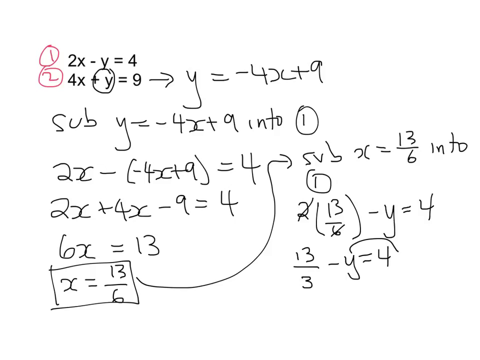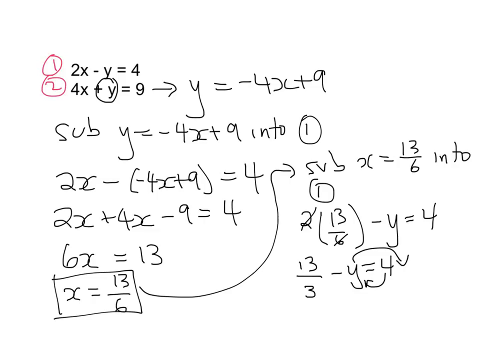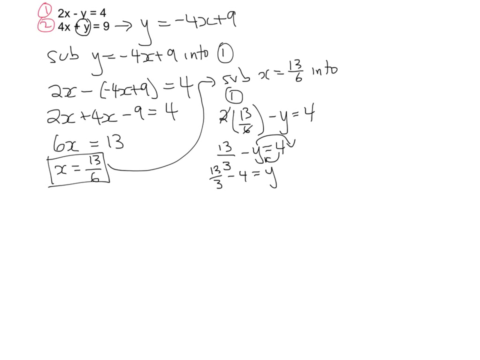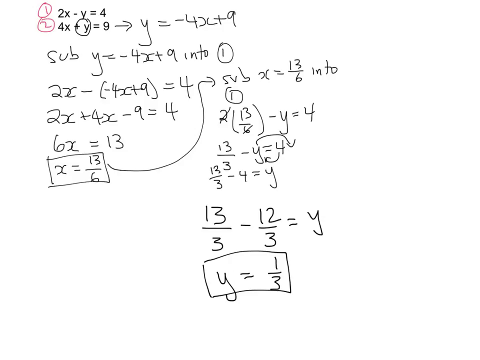We'll move the y this way, the 4 that way, and we get 13 over 3 minus 4 is equal to y. And I'm just going to make this a little bit smaller, move it over to the side there. Alright, and that gives me 13 over 3 minus 12 over 3 equals y, and y equals 1 over 3. Alright, so what I'm going to get you guys to do is to check and make sure that's right. So just plug it into both equations and make sure that it works.